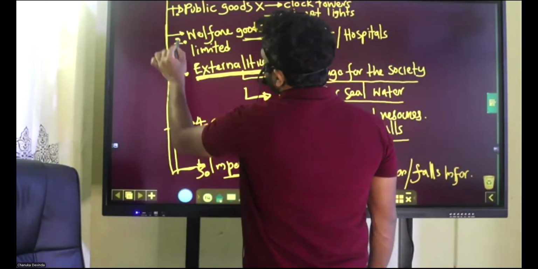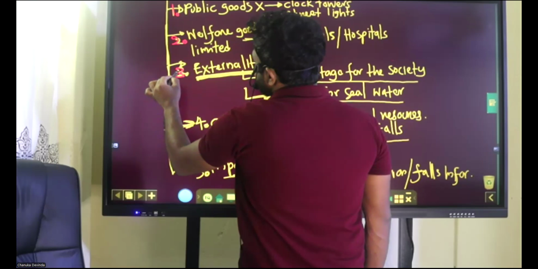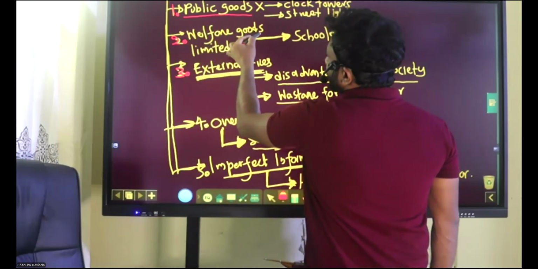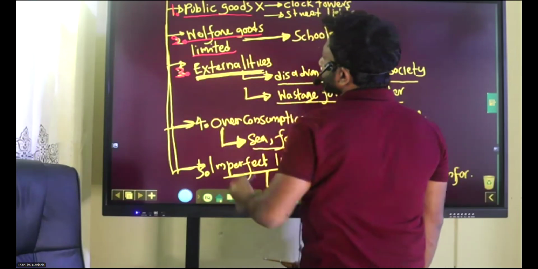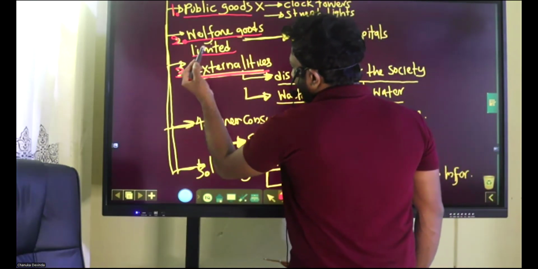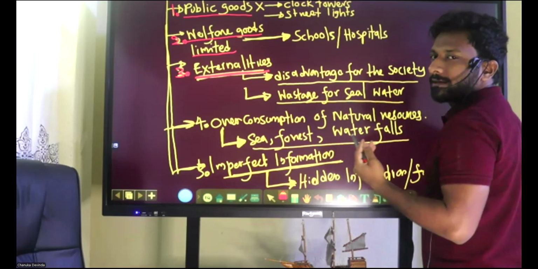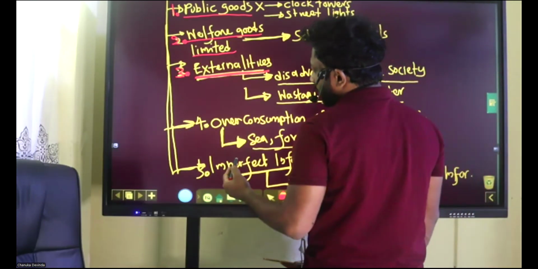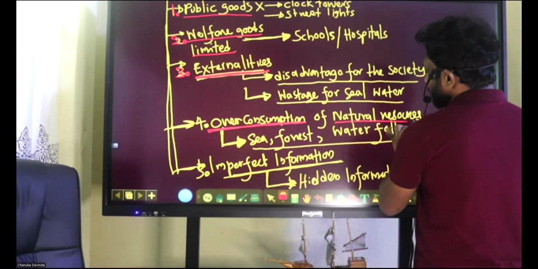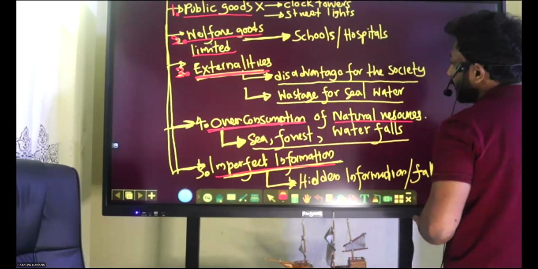It doesn't provide public goods. It doesn't provide welfare goods, or not adequate supply of welfare goods, or welfare good supply is limited. Third one, they do not concern about externalities. They can harm the society and natural resources, nature, and they may overconsume natural resources. Imperfect information or hidden information with false information.